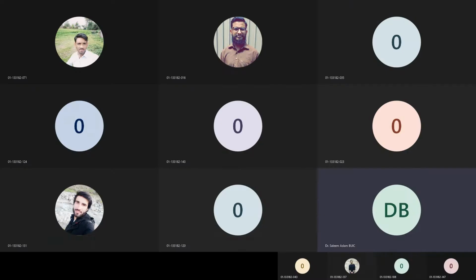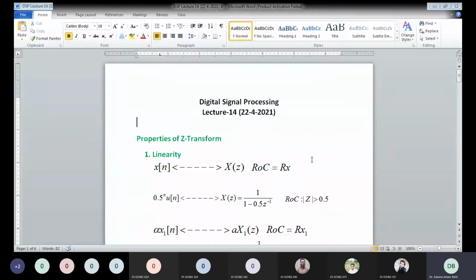Lecture number 14, a digital signal processing course, spring 2021. We were discussing in the last lecture about the inverse Z transform. So hopefully you got the idea about the inverse Z transform. We discussed three methods, primarily the inspection method, the partial fraction method, and the power series expansion method. And we solved a couple of examples to clarify the concept.